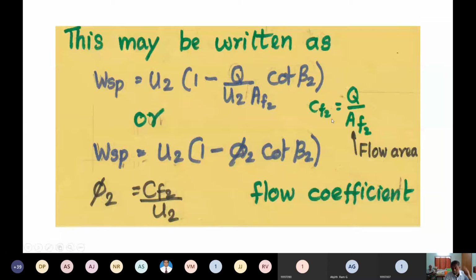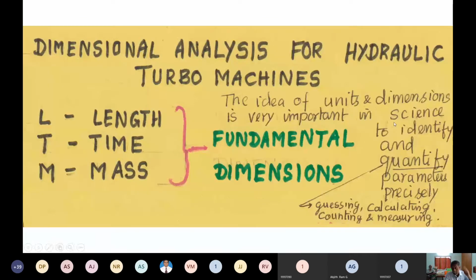Now we go to another topic, the dimensional analysis for hydraulic turbo machines. Okay, hydraulic turbo machines are otherwise called hydro turbo machines. So in one form of classification, turbo machines are divided into thermal turbo machines and hydro turbo machines. So hydro turbo machines are hydraulic turbo machines.